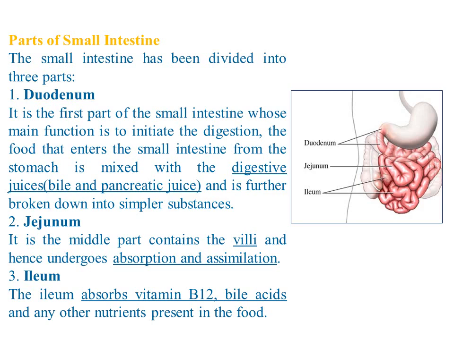So this is the main event that takes place in the duodenum. Next comes the jejunum. It is the middle part that contains villi and hence undergoes absorption and assimilation. Next part, the ileum. The ileum absorbs vitamin B12, bile acids and any other nutrients present in the food. So here the duodenum is not taking part in absorption and assimilation. Jejunum is taking part in absorption and assimilation, and ileum is mainly here for assimilation.